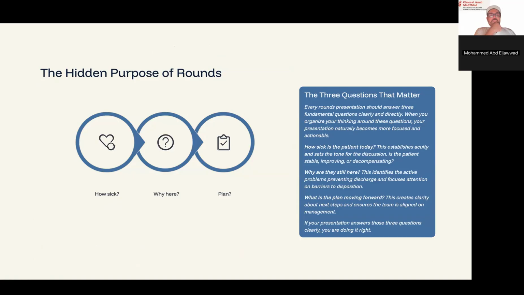What is the purpose of rounds? Let's start with that. The purpose of rounds is for you to know how to answer 3 questions. How sick is your patient? Why is your patient here? What's your plan to get them out of here? There was a moment where we discussed already the severity.